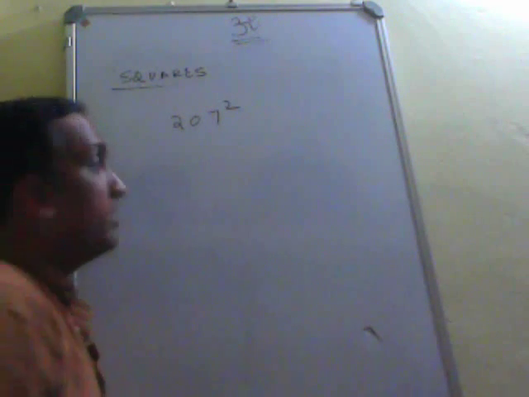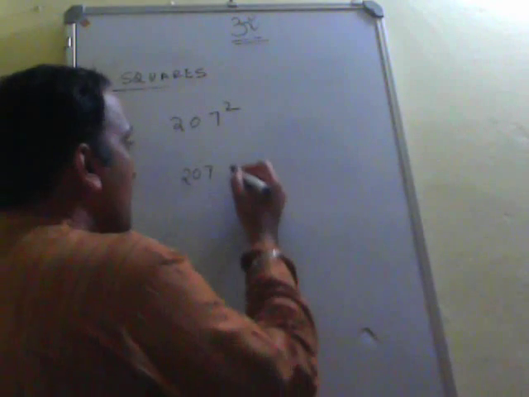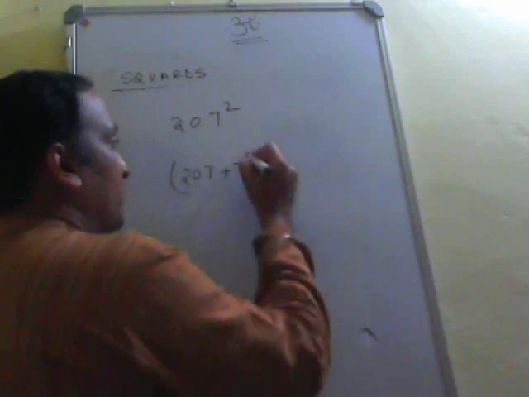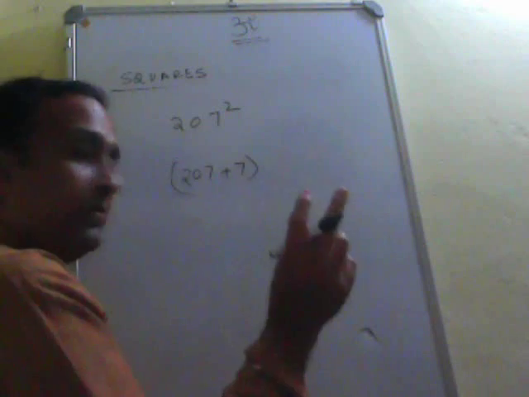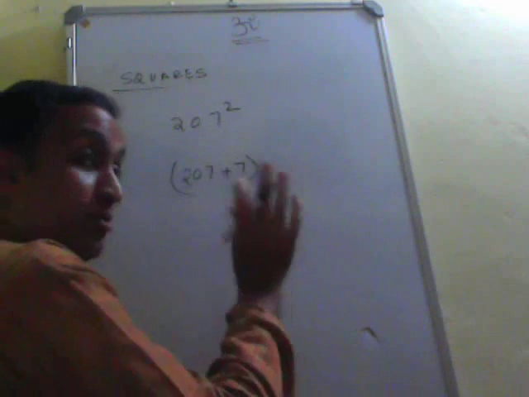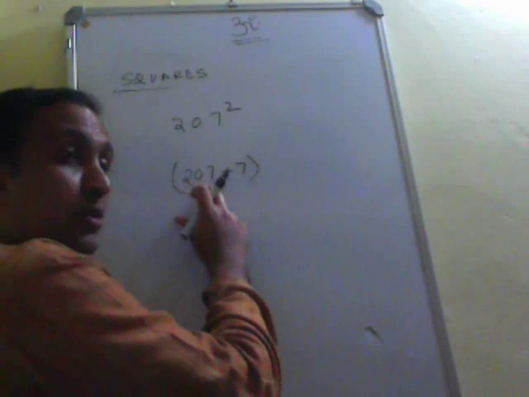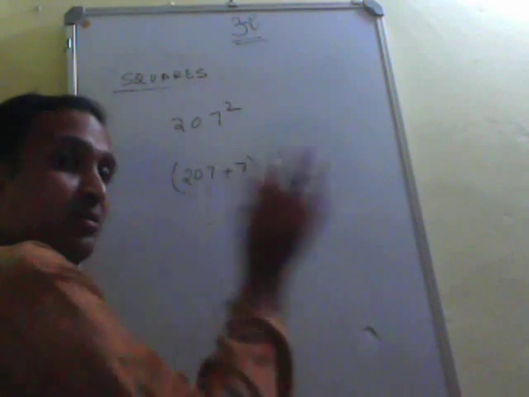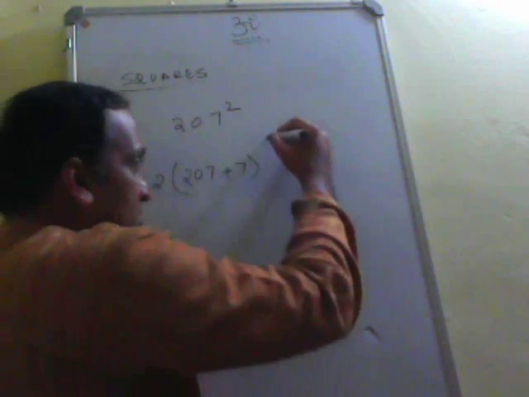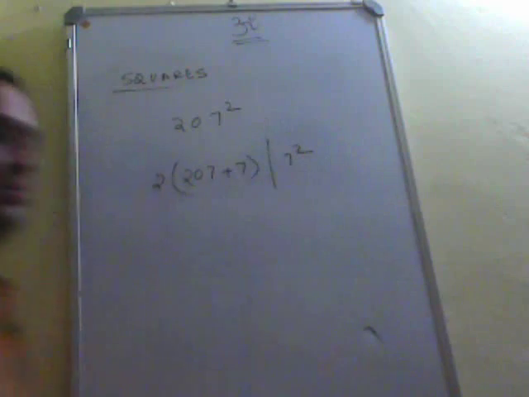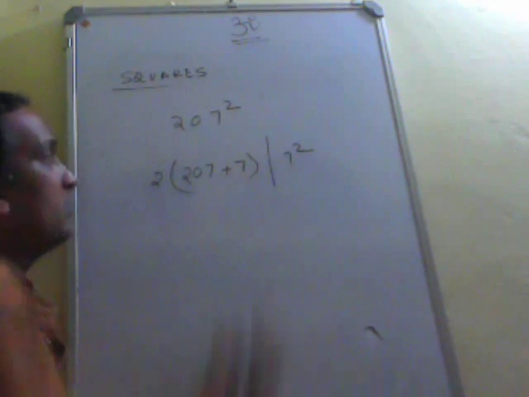Let us take 200 as the base. So 207, how much is the difference from the base? Plus 7. So it is 207 plus 7. Base is 200. 200 is how many times? 2 times 100, so 2 times. Then slash 7 square.